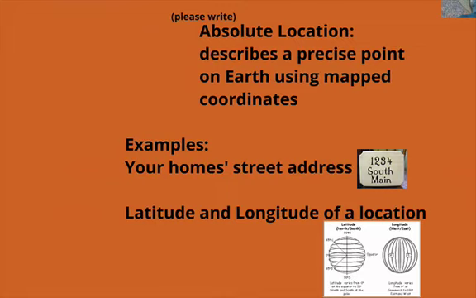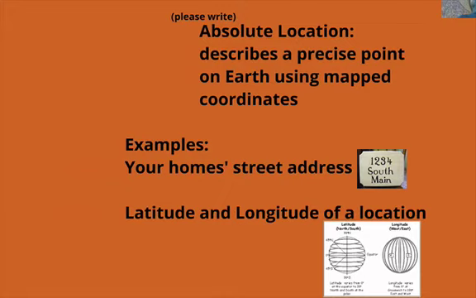So generally, we're going to always have a number associated with absolute location. For example, your house has a street address. So for instance, my house is 1234 South Main Street. That is something specific in terms of a set of numbers or coordinates where we can locate your house on a map.